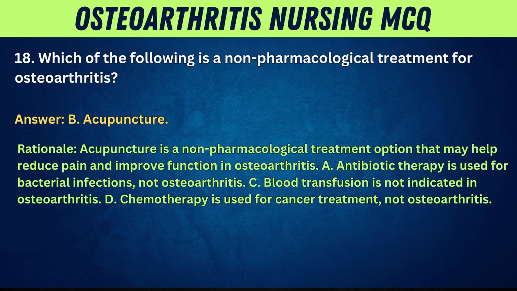A. Antibiotic therapy is used for bacterial infections, not osteoarthritis. C. Blood transfusion is not indicated in osteoarthritis. D. Chemotherapy is used for cancer treatment, not osteoarthritis.